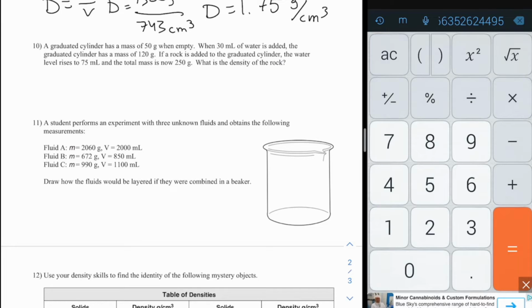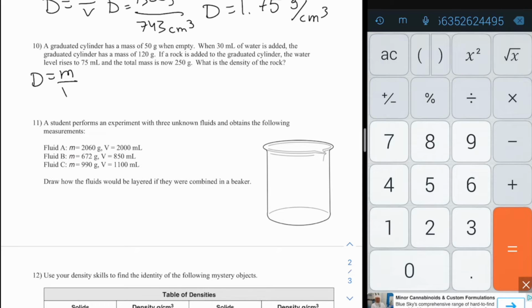All right, number 10. A graduated cylinder has a mass of 50 grams when empty. When you add 30 water, it has a mass of 120. If a rock is added into that graduated cylinder, the level rises to 75 milliliters. Total mass is now 550. What's the density? So again, we need to know density.